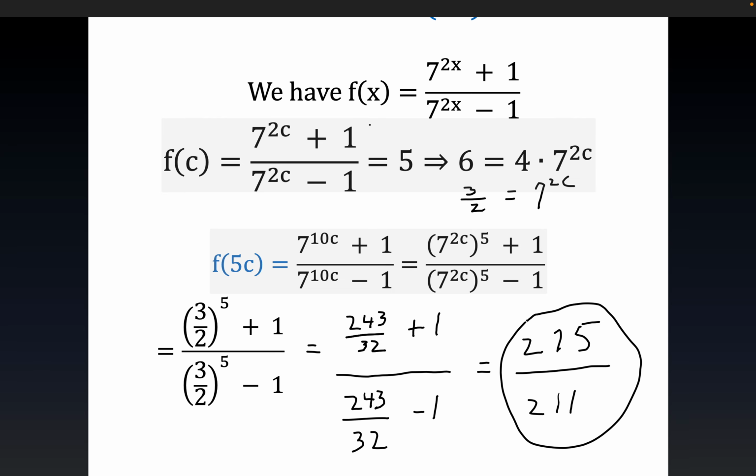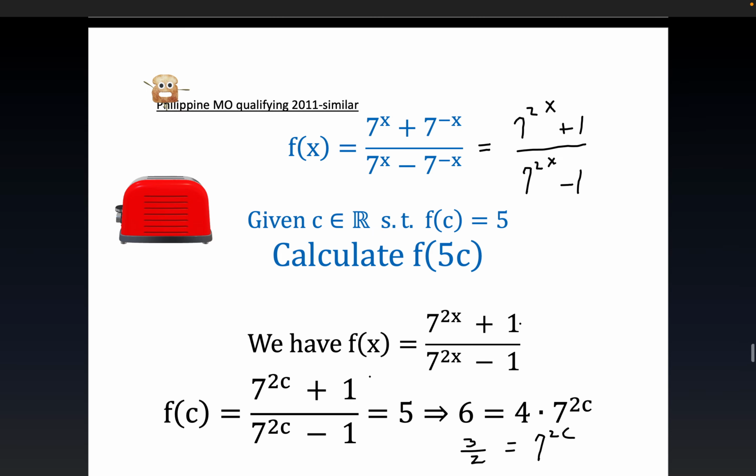Now again, folks, as I understand it, this was a problem from the Math Olympiad qualifying exam in the Philippines back in 2011. I believe theirs was like pi raised to the x, and the initial condition was maybe f at c is equal to 2, and calculate f at 2c. Here I just switched it to a good old-fashioned integer base, and then went with it.